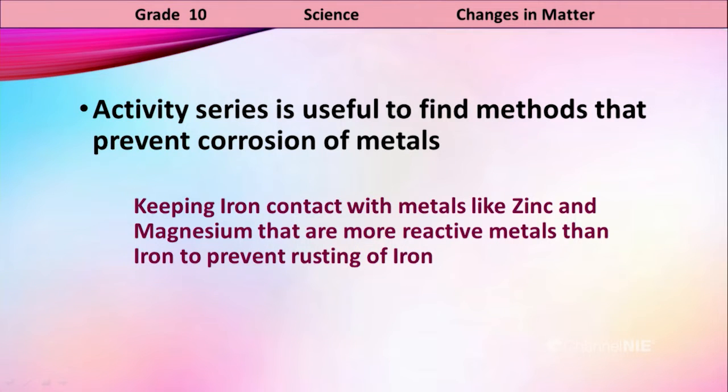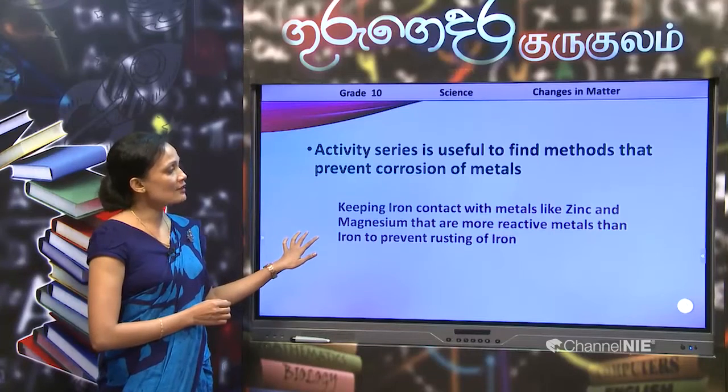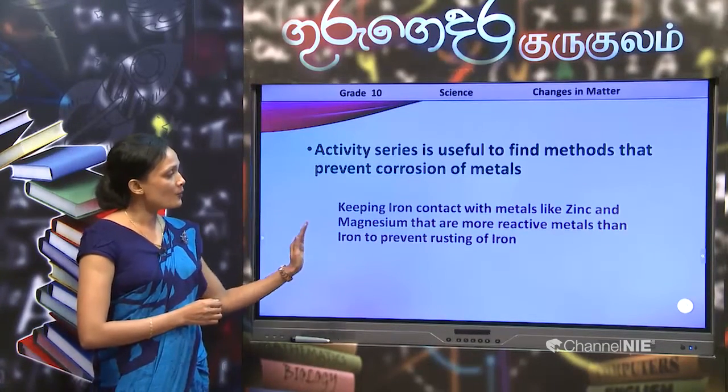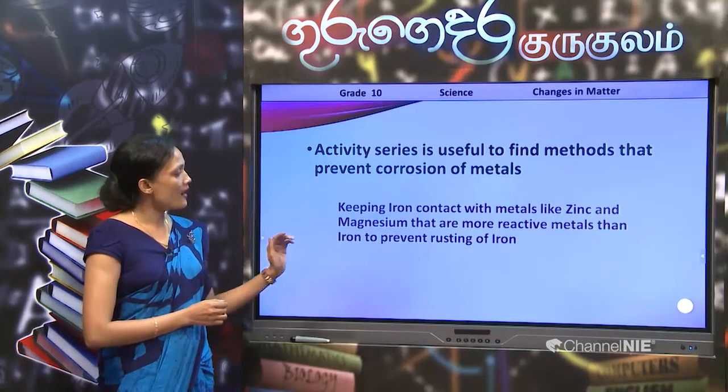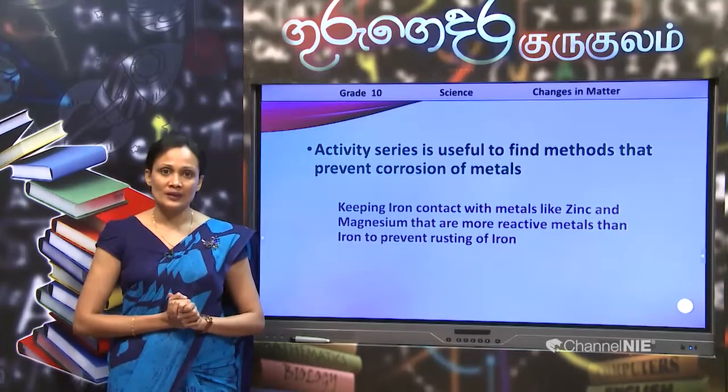When we keep a higher reactivity metal in contact with a lesser reactivity metal, we can protect the lesser reactivity metal from corrosion. Look at this example. Keeping iron in contact with metals like zinc and magnesium, which are more reactive than iron, prevents rusting of iron. Okay.